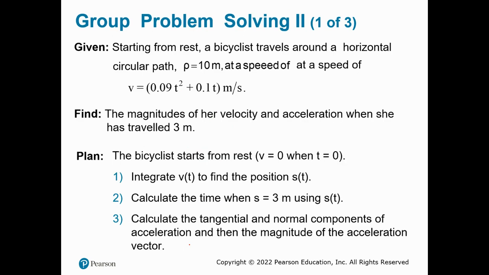So this one kind of goes a little backwards. We got another group problem right here. Starting from rest, we have somebody on a bicycle traveling around a horizontal circular path. We know the radius of curvature and the speed. Velocity equals 0.09 t squared plus 0.1 t meters per second. We're looking for the magnitude of the velocity and acceleration when she travels 3 meters.